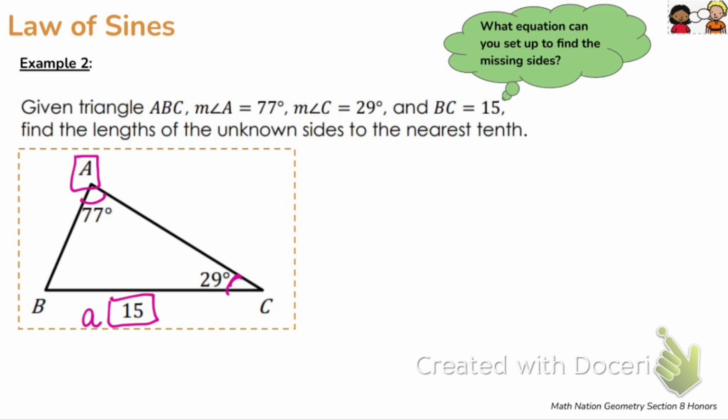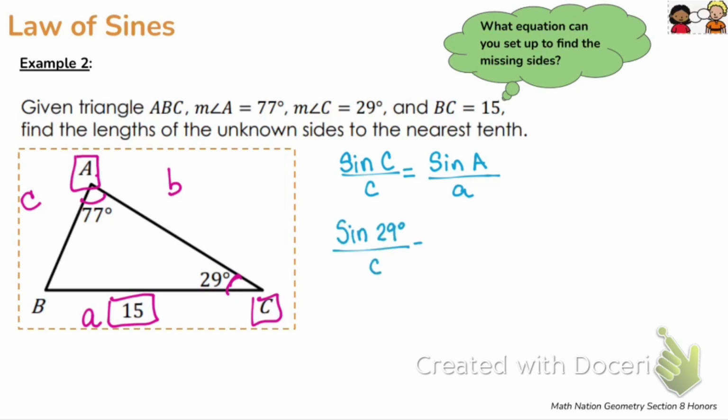Perfect. So we have sine of C over c, and this one right here, over c equals sine of A over a. We're going to substitute the values we have. We know sine of C is sine of 29 over c equals sine of 77 over 15.